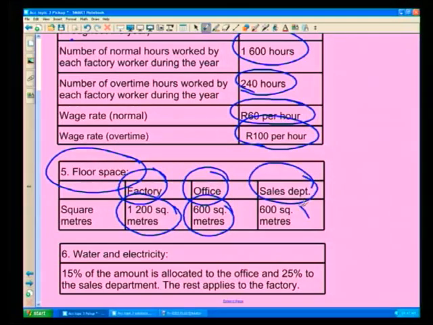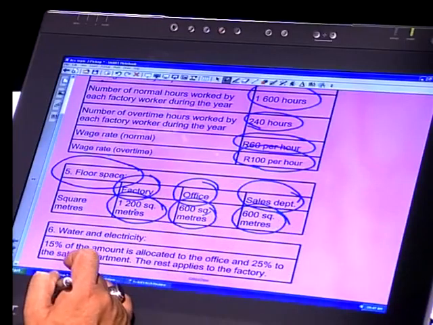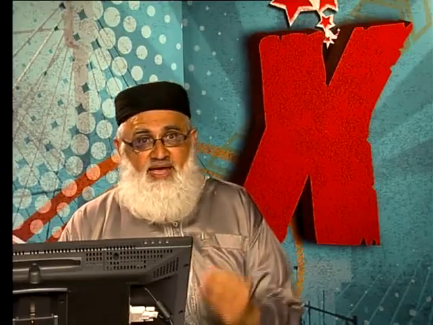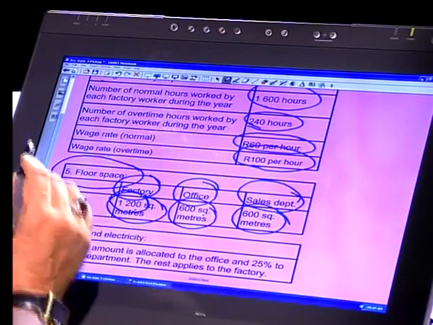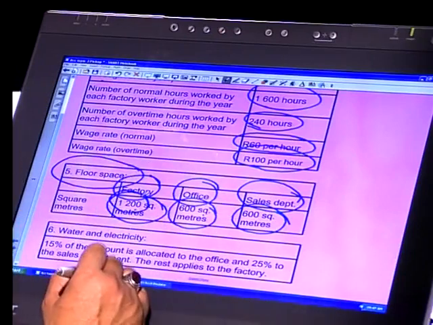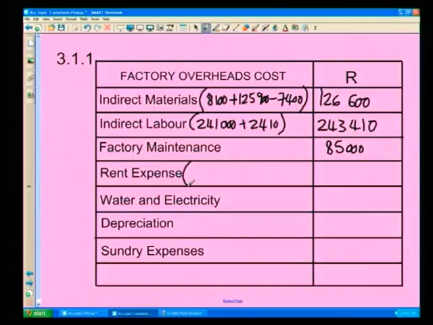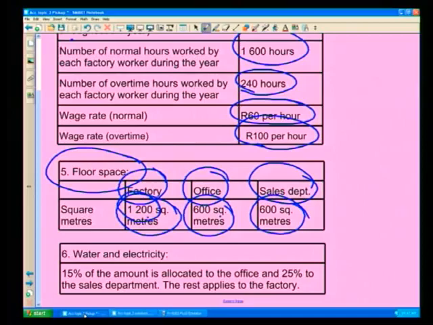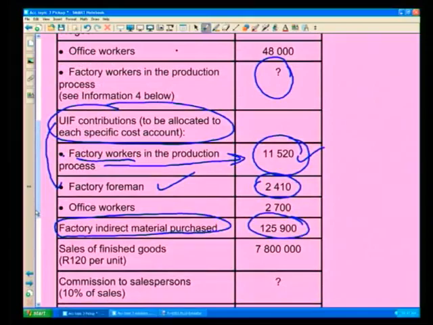We are told that the factory uses 1,200 square meters, the office uses 600 square meters, and the sales department uses 600 square meters. In terms of this, the entire building has been split up into what? Watch. 1,200 plus 600 plus 600 will give me 2,400. And now I know that 1,200 is a half of 2,400. In other words, guys, what are we saying?